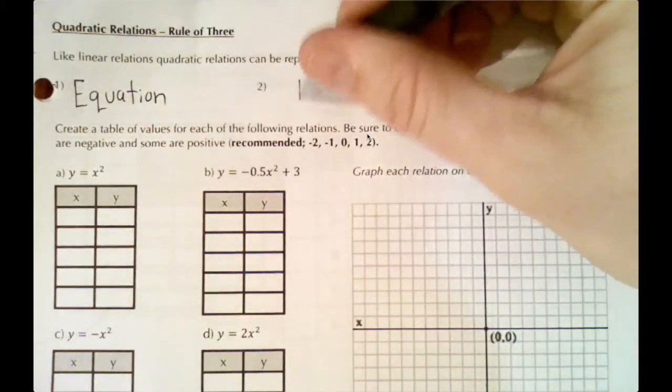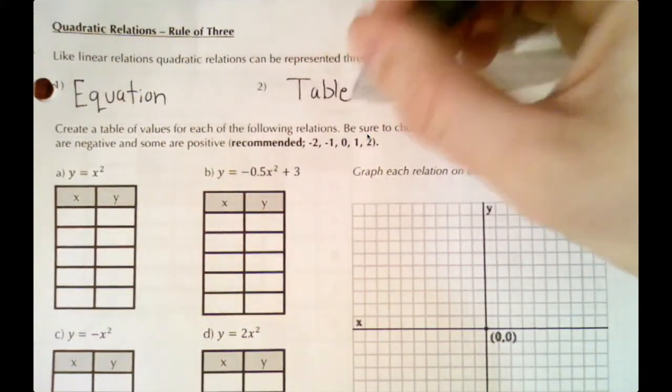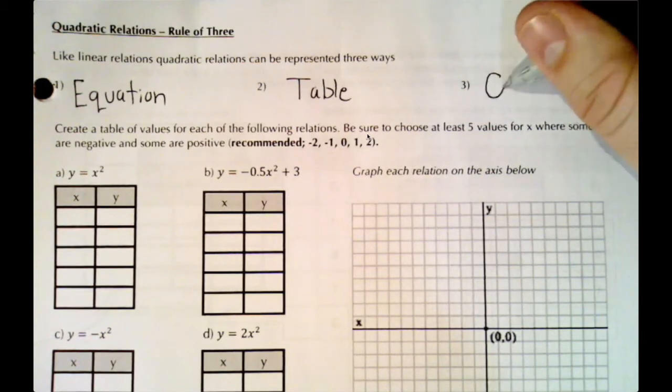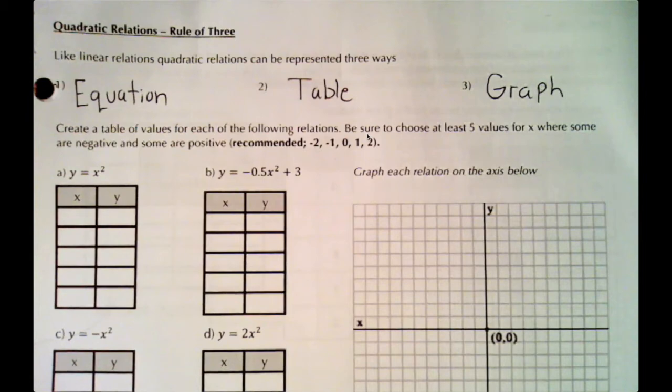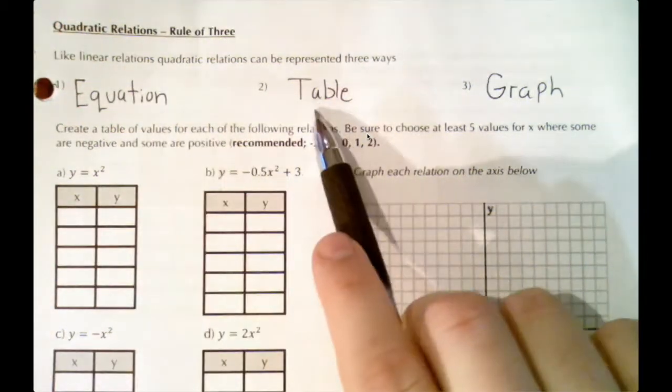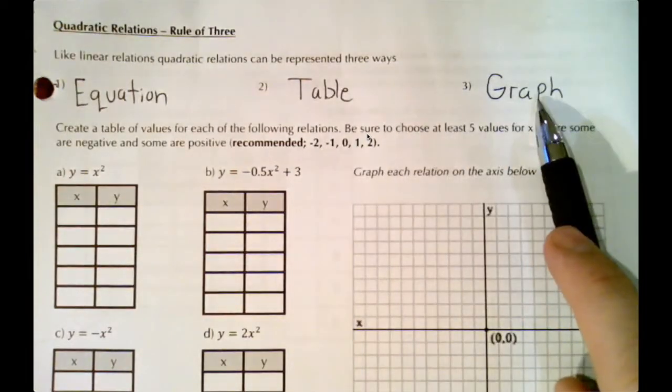You can have a table. And from that table, you could take the points and make a graph. And this is a natural progression. If you want to try to get to a graph, you usually start with an equation, you make a table, and you use the points in the table to make a graph.